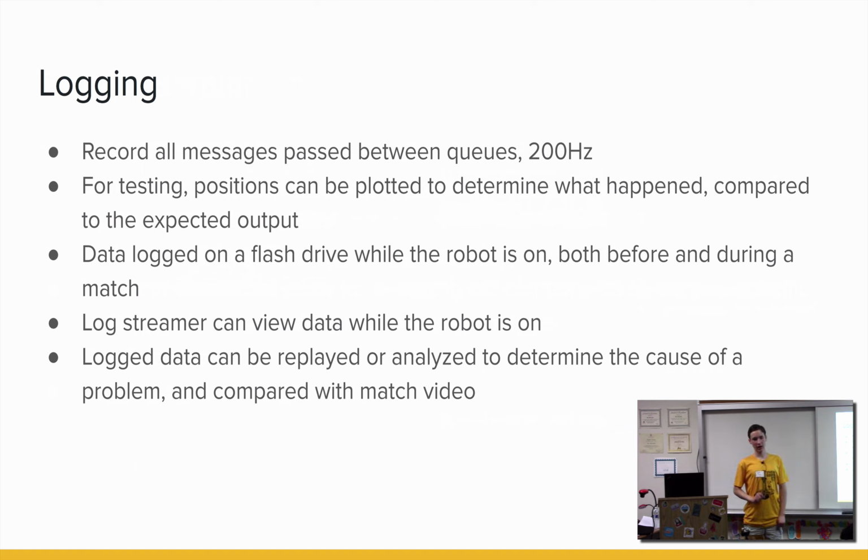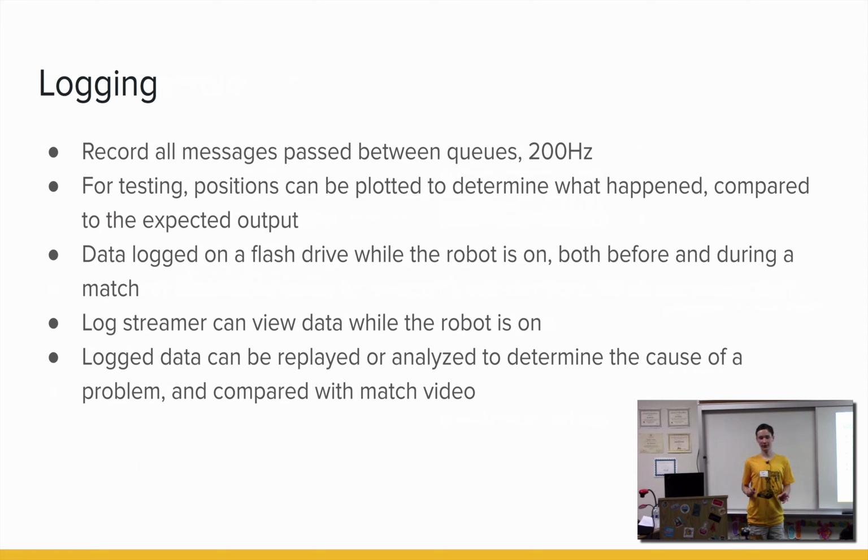And then also, whenever the robot's running, it's recording data from these messages onto a flash drive, both before and during a match. This allows us, after a match, if something didn't work the way we expected it to, to go back and plug that flash drive into a laptop, or just read it directly from the RoboRio. And then we can see why something happened the way it did. What did the robot receive that made it do something we didn't expect?